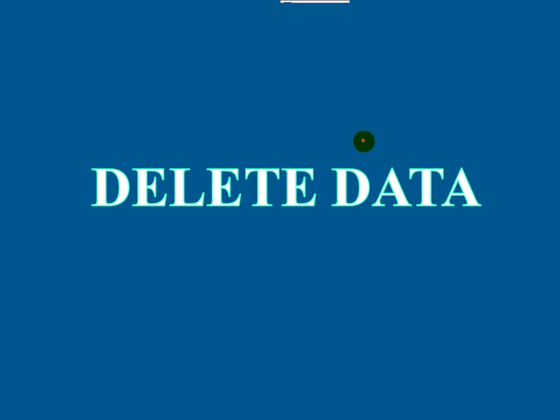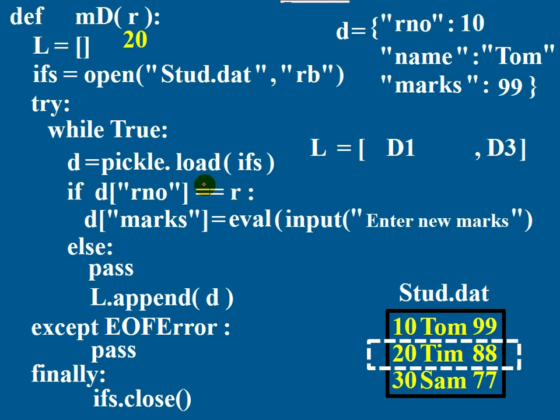Let us derive a function for deleting a record from a binary file. So this is the code for modifying a record from a binary file. If the function is deleting a record, three changes are there to be made. Change 1, name of the function, you can make it delete data.